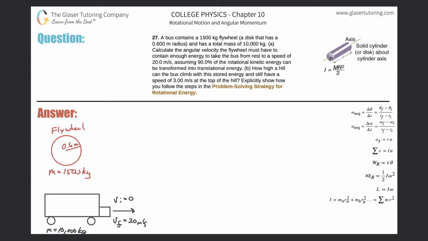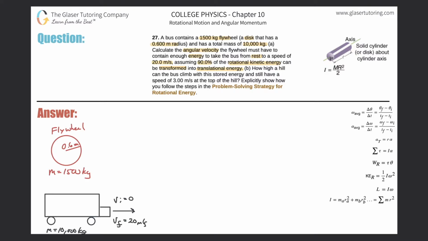Number 27. A bus contains a 1,500 kilogram flywheel, a disc that has a 0.6 meter radius and has a total mass of 10,000 kilograms. Letter A. Calculate the angular velocity the flywheel must have to contain enough energy to take the bus from rest to a speed of 20 meters per second, assuming 90% of the rotational kinetic energy can be transformed into translational energy. All right. So there's a lot of information given to us in the first part, right?